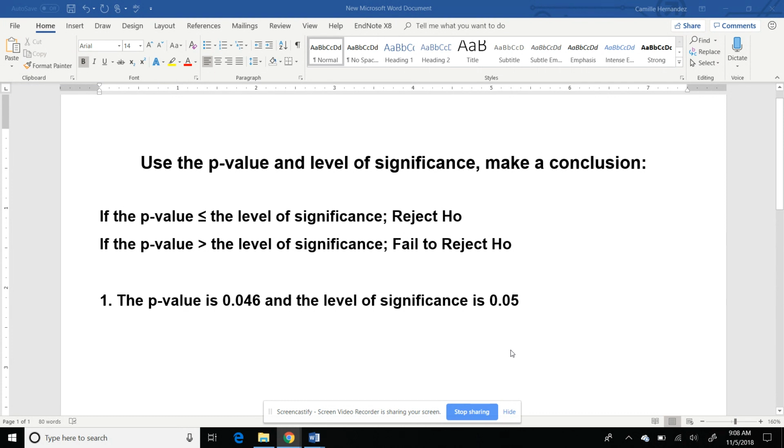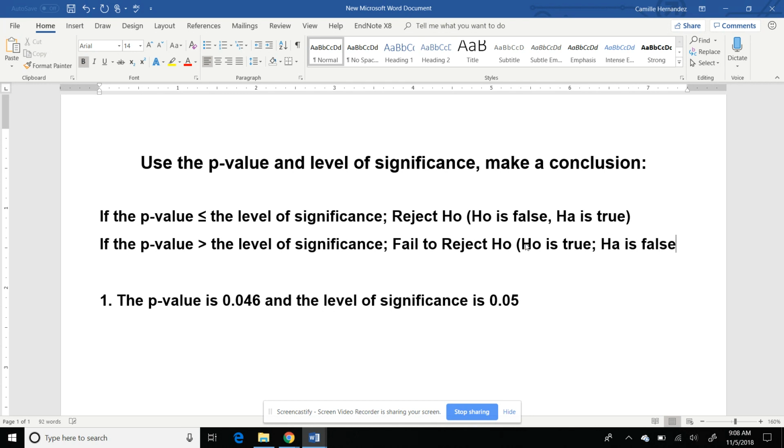Since some of you might be missing it, the first rule is: if the p-value is less than or equal to the level of significance, you reject your null. What does that mean? That means the null is false and HA is true. But remember, there's a lot more going on with that, and I'm just trying to simplify it to help you. So if your p-value is greater than the level of significance, you will say the null is true, and then the HA is false.